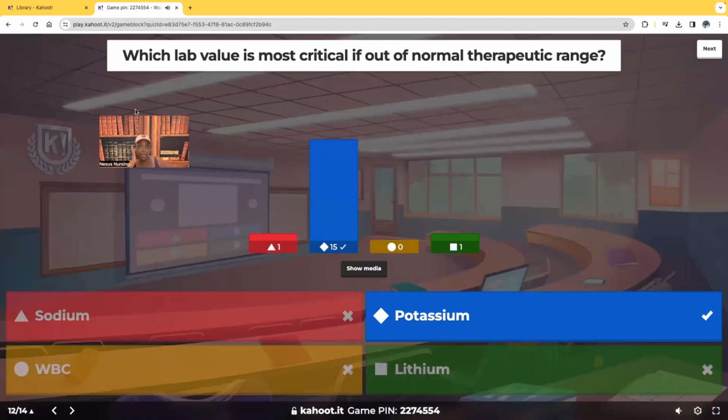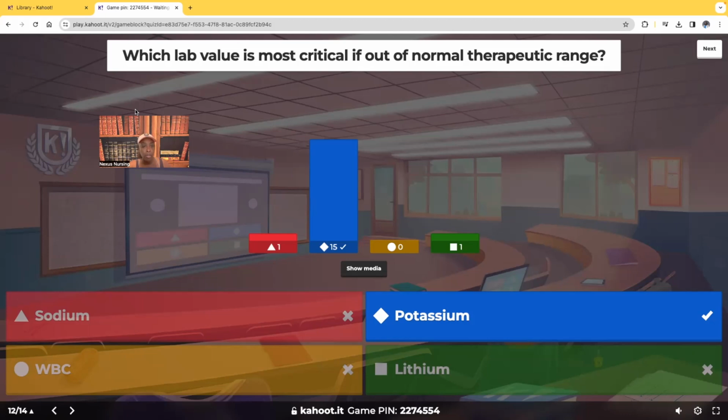Very good. Potassium. All of these should be of concern, but remember, nursing is all about prioritizing. Of most concern would be potassium. Why? Potassium has a very narrow therapeutic range, 3.5 to 5. Anything outside of that, the patient can have cardiac dysrhythmias. Can you live without a heart? Absolutely not, right? That is our priority.